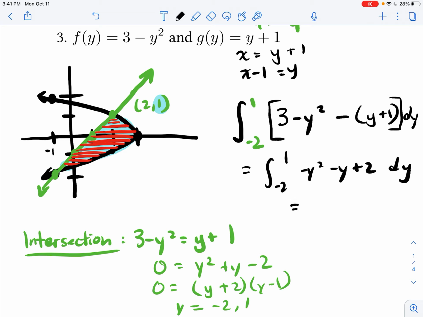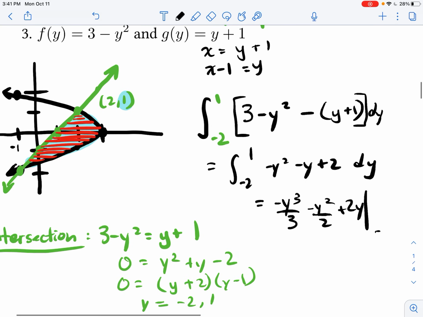And that's pretty easy to integrate. That's going to give us -y cubed over 3 minus y squared over 2 plus 2y, all of that evaluated from -2 to 1. And for the sake of time, we'll say that this is just 9 over 2, or 4.5.